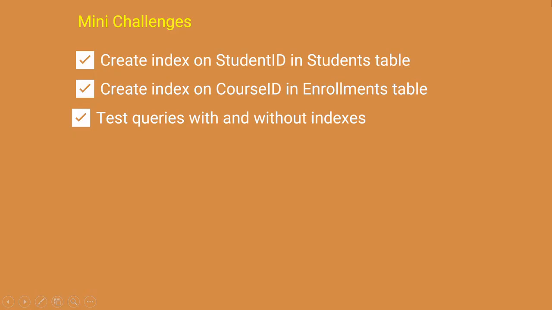Here are some mini challenges. Try creating an index on student ID in the students table, another on course ID in enrollments, and test queries with and without indexes.